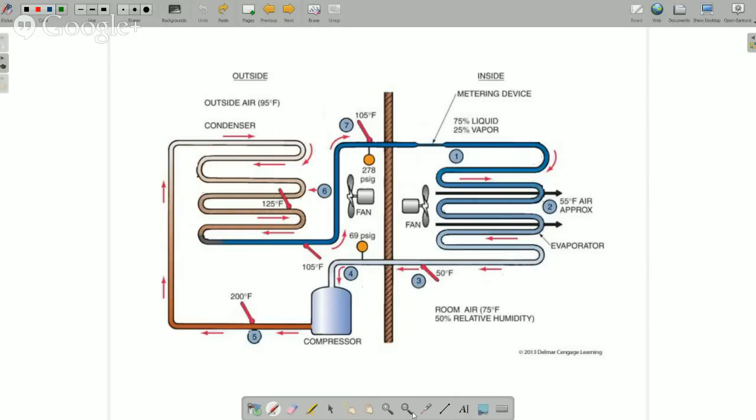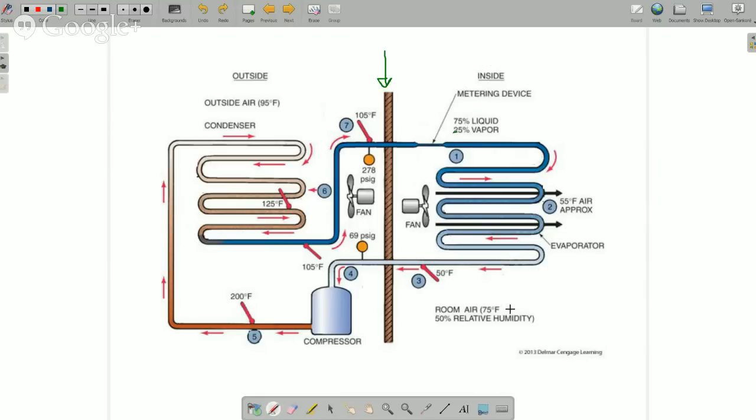refrigeration cycle, and let me just explain what we're looking at here. This is the wall to the house. This is the inside of the house where the air handler is. Our air handler has a fan to move the air over the evaporator coil, which is right there. All right, got that? And the same thing, now let's stay on this.